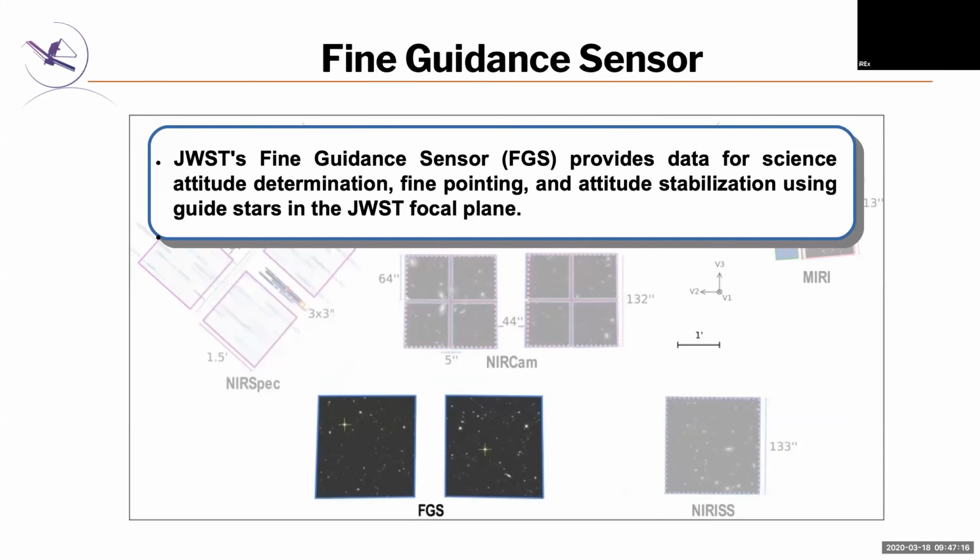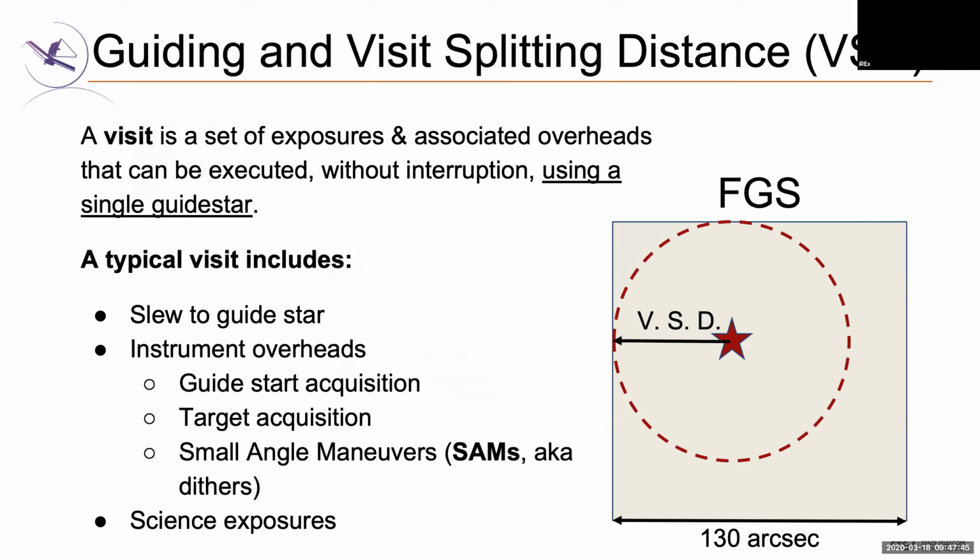Finally, the FGS, the fine guidance sensors, 2 detectors that provide the fine pointing required to integrate for long exposures with James Webb. It has a guiding stability of the order of 6 milliarcseconds. So that's 1/10 of a pixel of a NIRCam pixel. That's pretty good. All right. So the next step is about exactly that, guiding and the visit splitting distance. That's a concept that will come in the Astronomer's Proposal Tool, the APT.